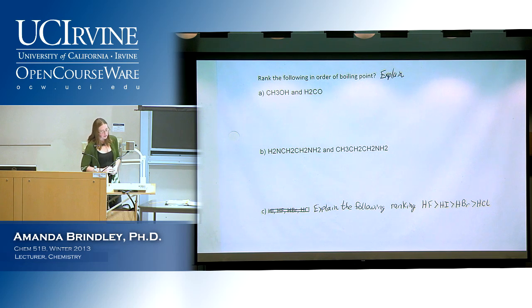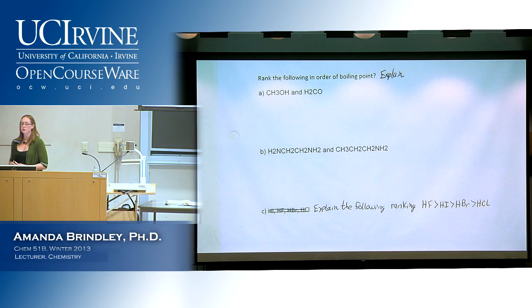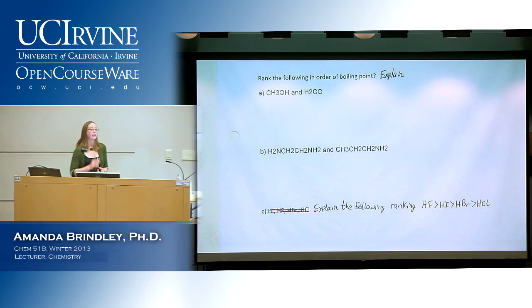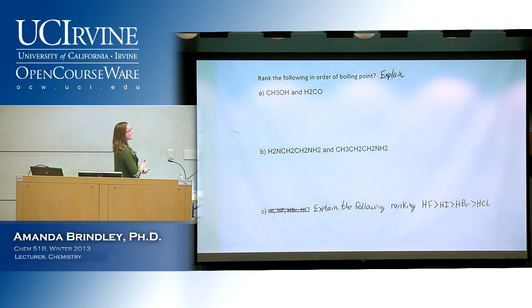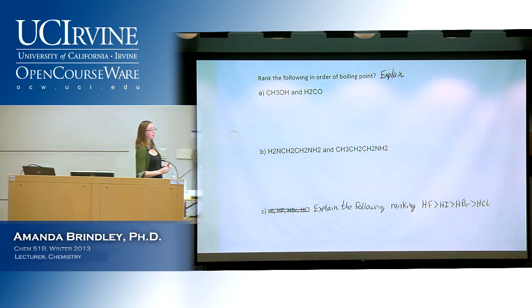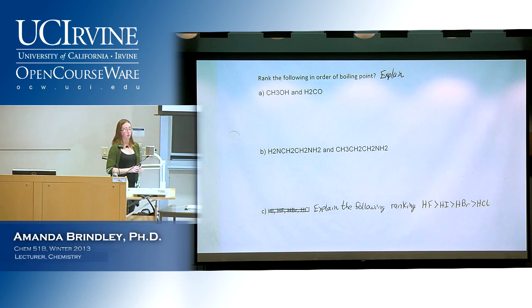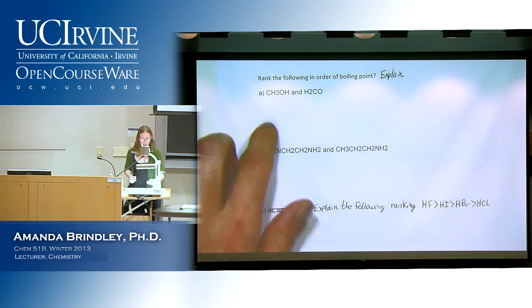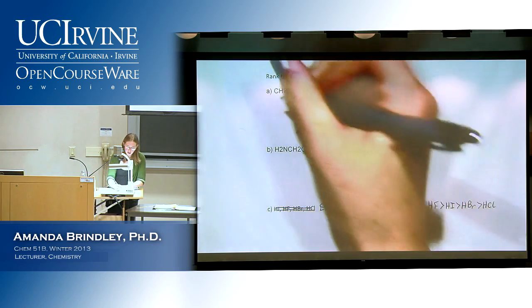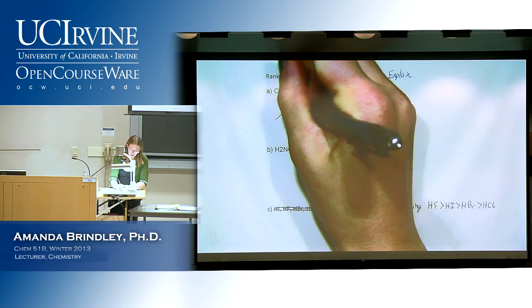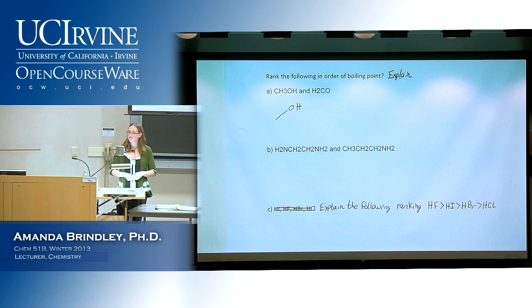Okay, rank the following in order of boiling point. So when we rank by order of boiling point, what else are we really ranking by? Intermolecular forces, right? The higher the intermolecular force, what happens to the boiling point? It goes up. If you increase the intermolecular forces, you increase the boiling point. So if we look at this first one, we just have that. What's that called? That type of structure? A line structure, right?